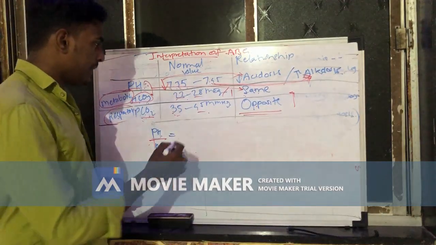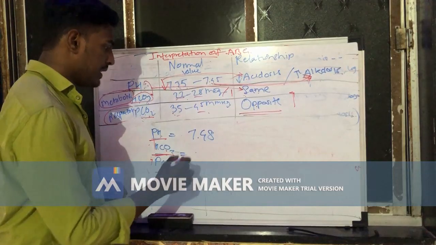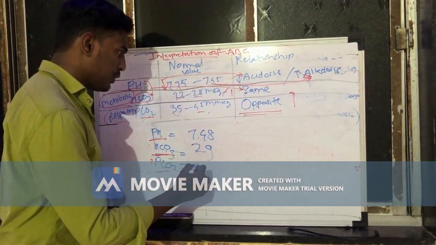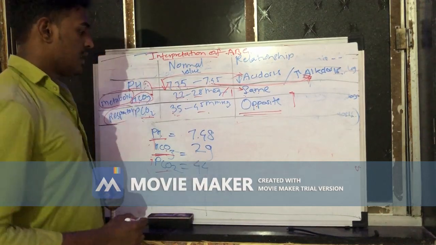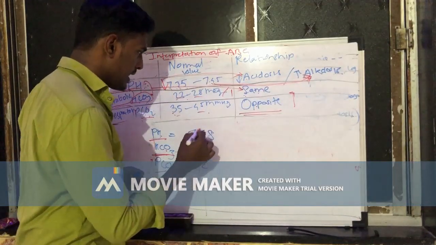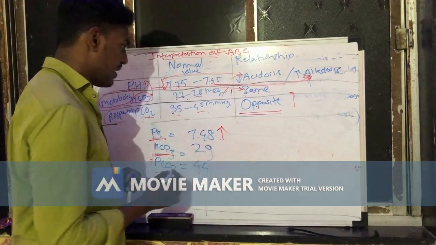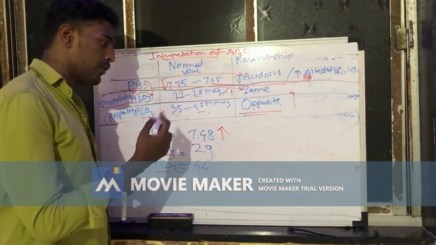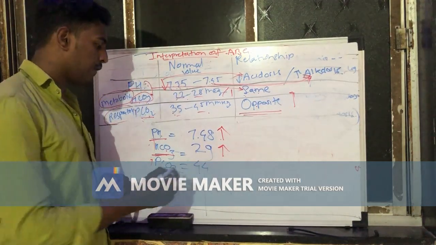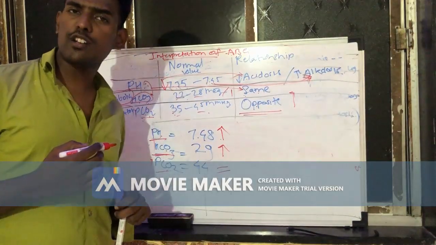So consider now pH is 7.48, HCO3 is 29 and your PCO2 is 44. So now tell me, your pH is decreased or increased? Normal is 7.35 to 7.45. So it's 7.48, so it's increased. HCO3 is decreased or increased? 22 to 28 is normal. 29, so it's increased. Your PCO2 is 44, so it's between 35 to 45. Yeah, it's in the normal range, so it is not involved.